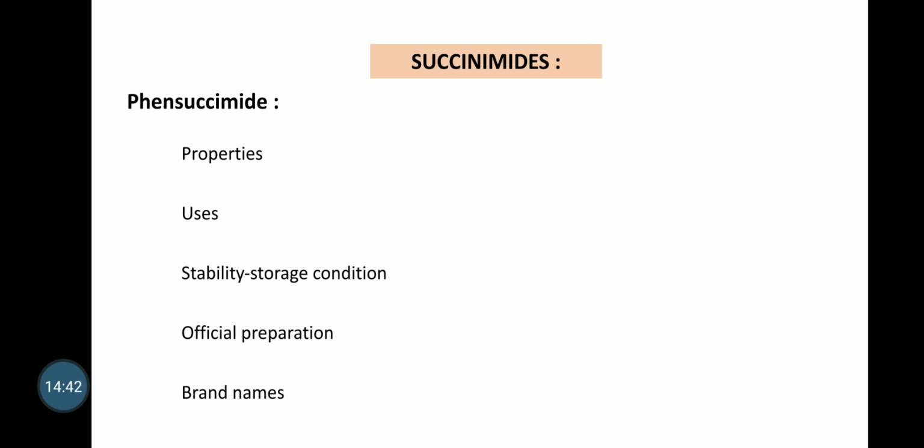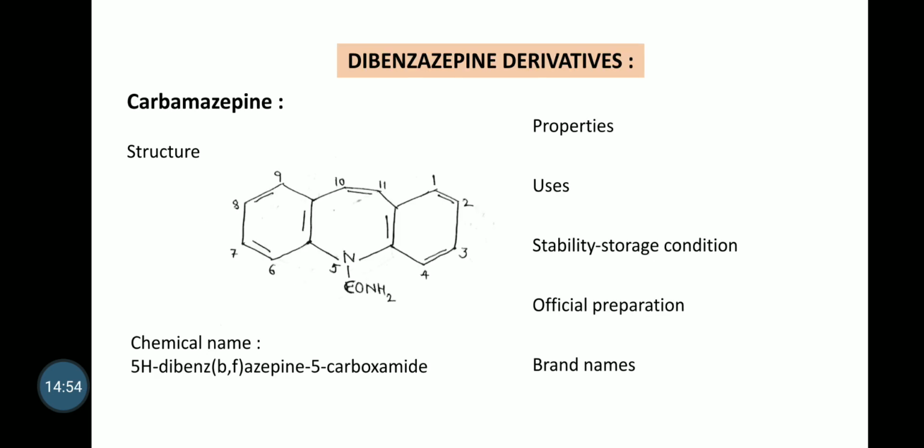Phensuximide capsule BP. Brand name: Mylotin is a famous trade name of phensuximide. Then the next class, that is dibenzazepine derivatives. Dibenz means presence of two benzene. Di means two, benz means benzene, azepine means 7-membered heterocyclic ring having single heteroatom at first position and presence of 3 double bonds. Now see the structure.